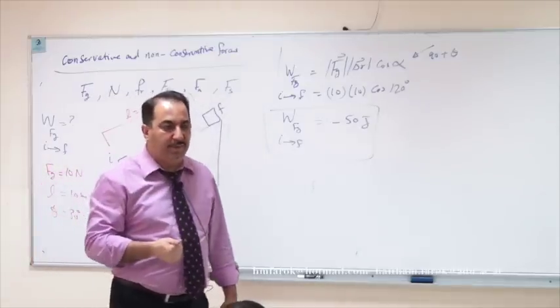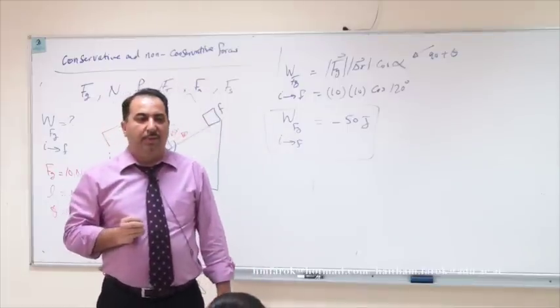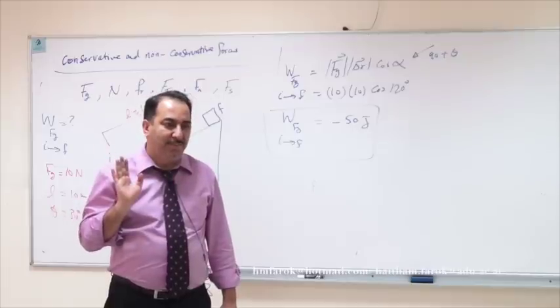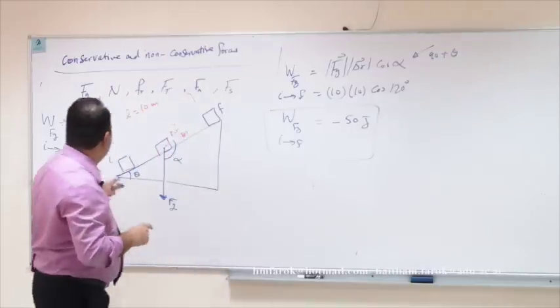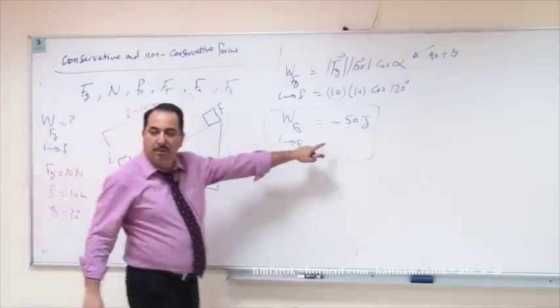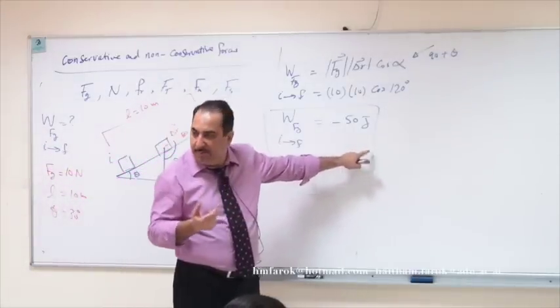Force of gravity. It's a conservative force or non-conservative? Which means this force, its work doesn't depend on the path. Any path you take to go from I to F, it still gives you minus 50, yes? What's the proof? We'll prove it now.